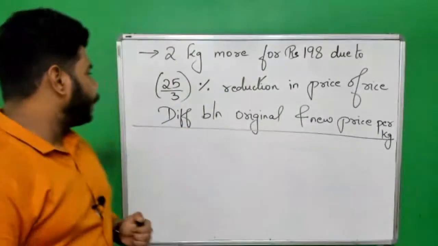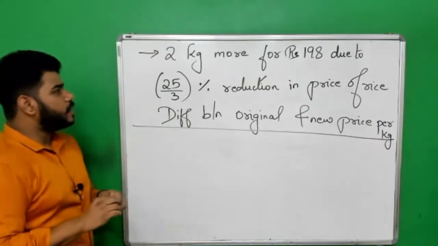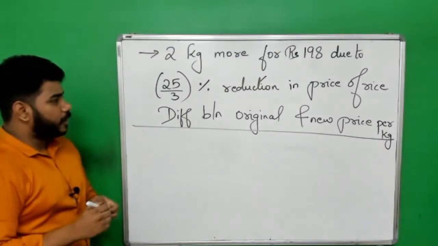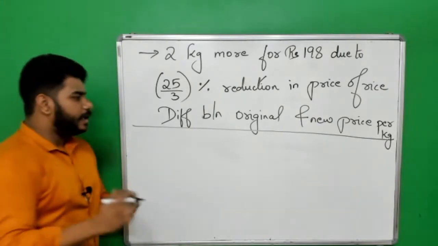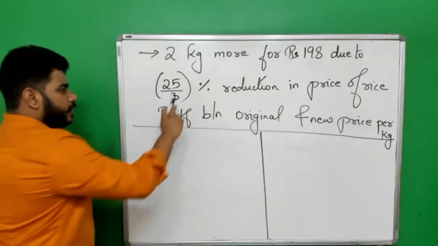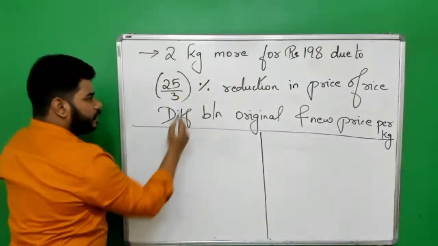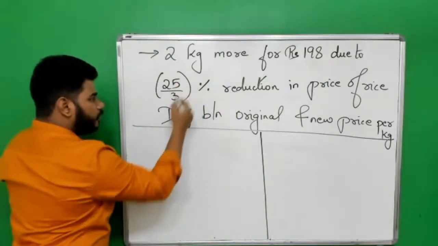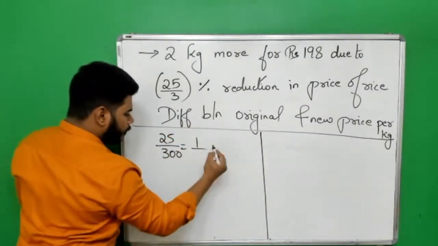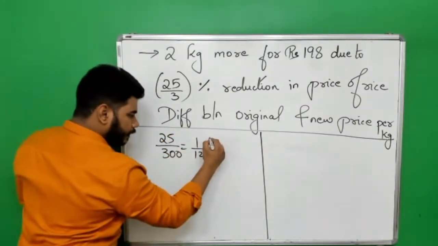Okay. Now, this is the question: given 2 kg more for rupees 198 due to a 25 by 3% reduction. Now, applying the technique, I'll do it in two methods. Method number one and method number two. Sir, 25 by 3% decrease. Reduction is nothing but decrease. So 25 by 3% is nothing but 25 by 300. That is nothing but 1 by 12.